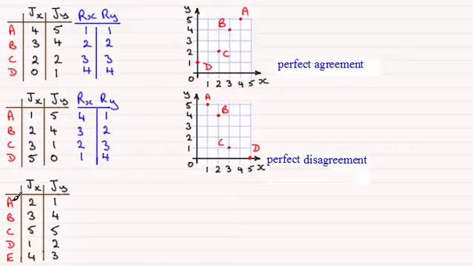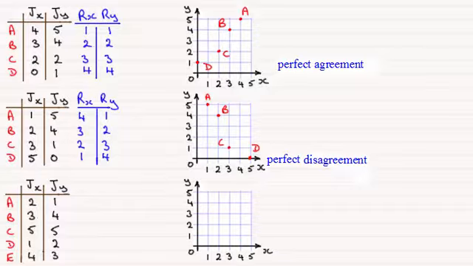This time I've got 5 contestants, A, B, C, D and E, and the judges award them the following marks. Now if we were to draw a scatter diagram, then it looks something like this. Notice how this time we don't seem to have perfect agreement or even perfect disagreement. So we need some kind of measure that can tell us what kind of agreement or disagreement we've got. And this is where Spearman's rank correlation coefficient comes in.